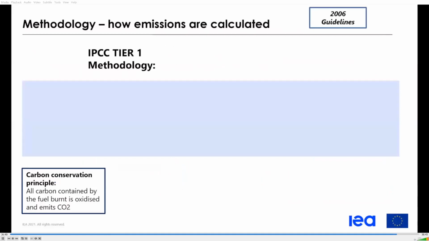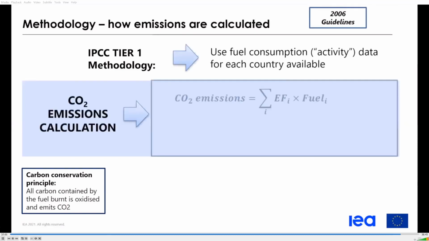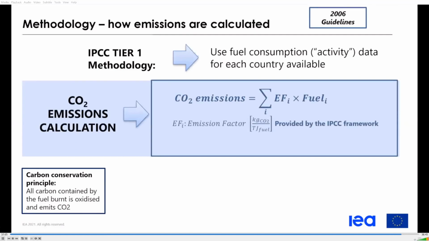The IEA uses the simplest, the Tier 1 methodology, to estimate CO2 emissions from fuel combustion based on the IPCC 2006 guidelines. Based on the Tier 1 method, the CO2 emissions from fuel combustion for a given fuel are calculated by multiplying the amount of fuel consumed in energy terms by the default fuel-specific emission factors provided in the IPCC guidelines.